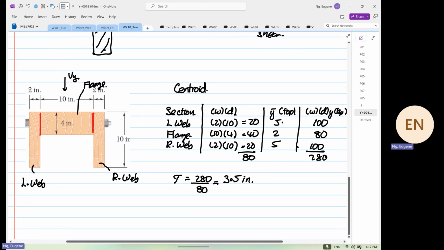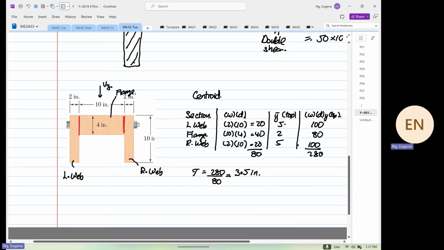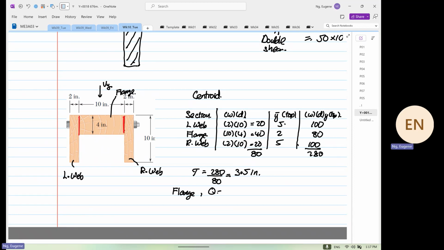If we just consider the flange, the Q will be equal to what? The width is equal to 10, the depth is equal to 4, the Y bar is 3.5 minus 4 divided by 2. This is equal to 3.5 minus 2, times 4, times 10. The answer is 60. Let me do again: 3.5 minus 2 times 4 times 10 is 60.